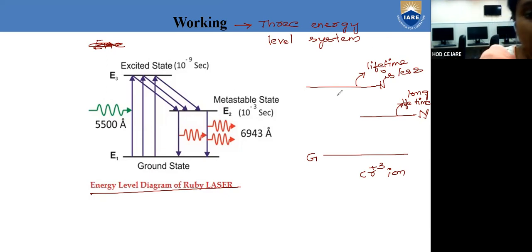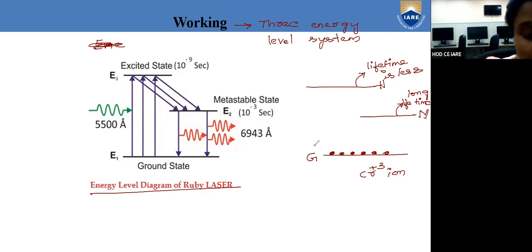Right? Okay. Now first, where will be our chromium ions? First, chromium ions will be present in ground state. So chromium ions are present in ground state. Okay. Now next, I'll switch on the power supply.